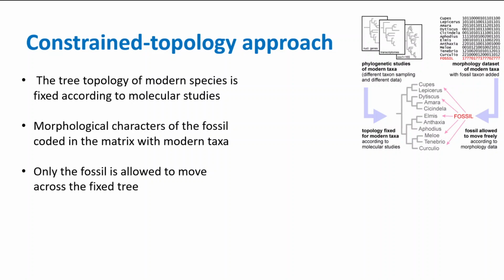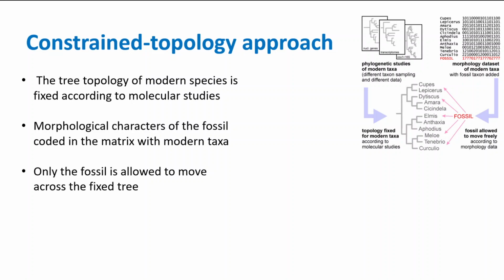So this tree was fixed. The topology of this tree was fixed. Then we used a big dataset, the morphological dataset from John Lawrence et al., published in 2011, and we coded the fossil in. You can see that the fossil has many question marks, so these are characters which cannot be coded. And then we ran the analysis in which the fossil is the only taxon which is allowed to move across the tree freely and sit anywhere where the morphological data support it.